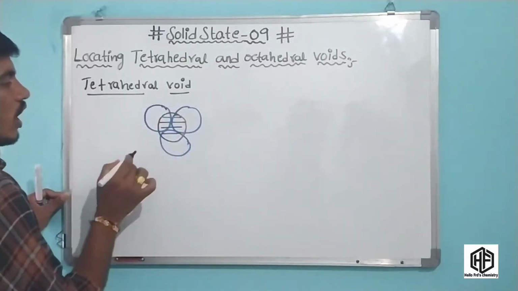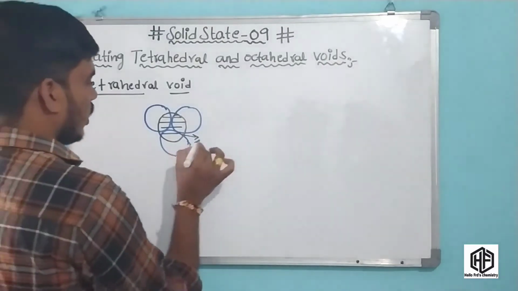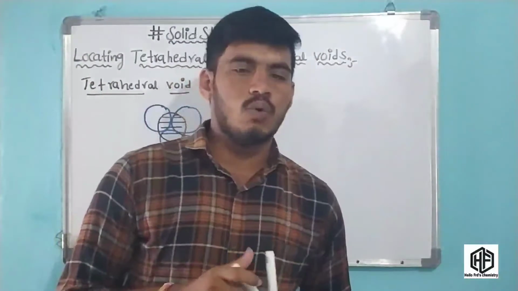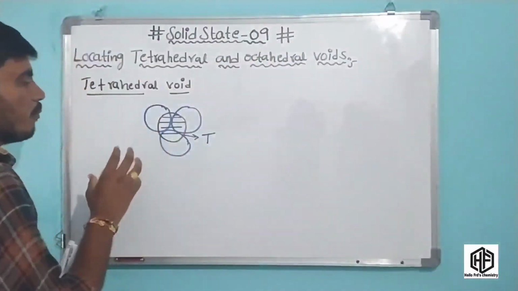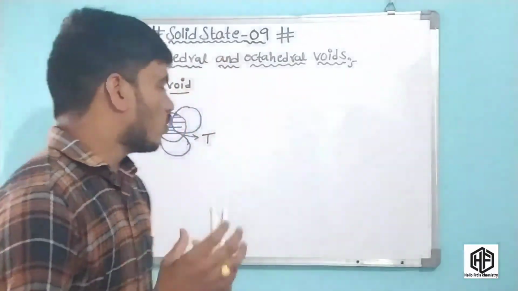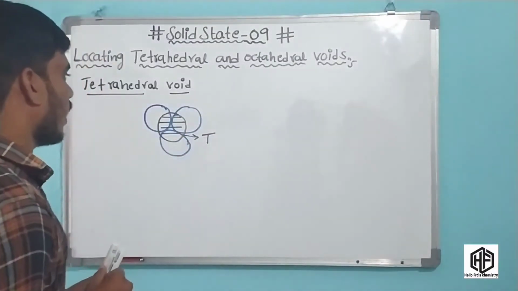These four atoms form this inside void. That void is called a tetrahedral void. What is a tetrahedral void? A tetrahedral void is formed when four atoms are combined. It means four atoms are closely packed to generate one void. That void is called a tetrahedral void.